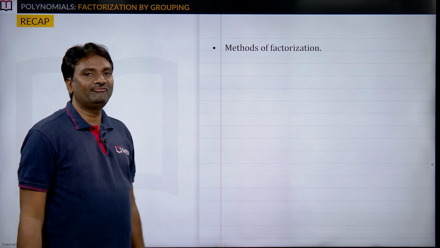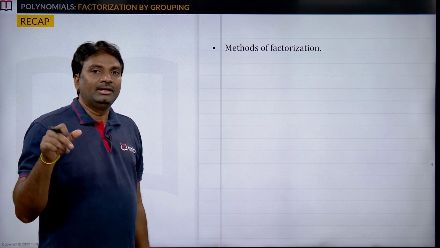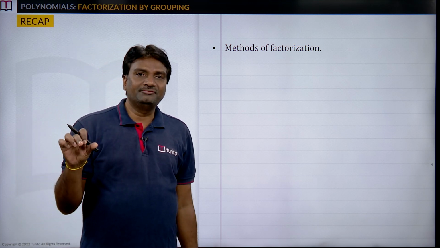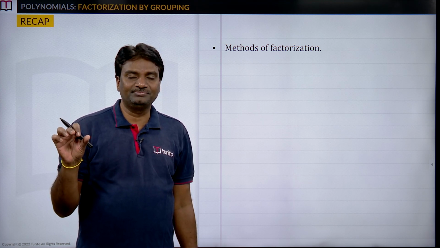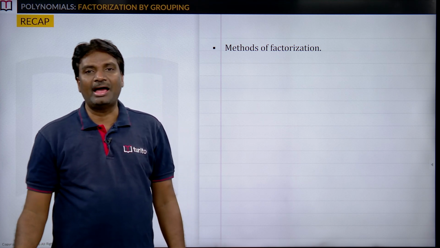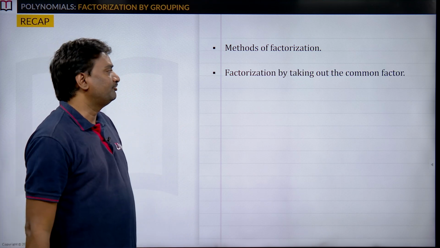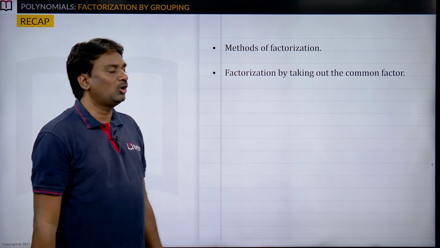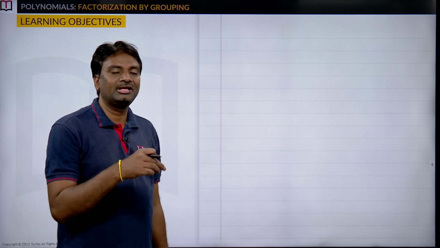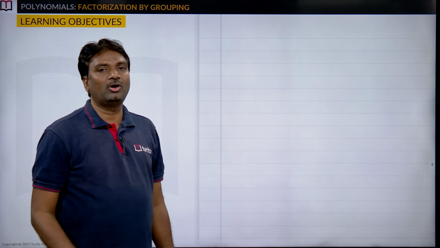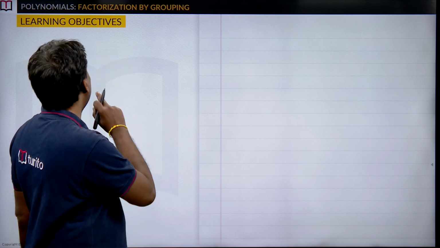Methods of factorization. If all the terms of the given polynomial contain a common term, then we can take that term as common. Next, factorization by taking out the common factor. We have discussed those two concepts and done some problems related to them.